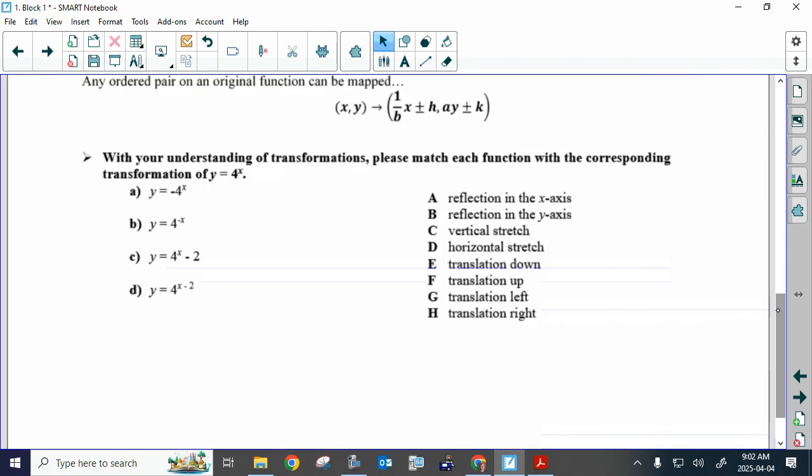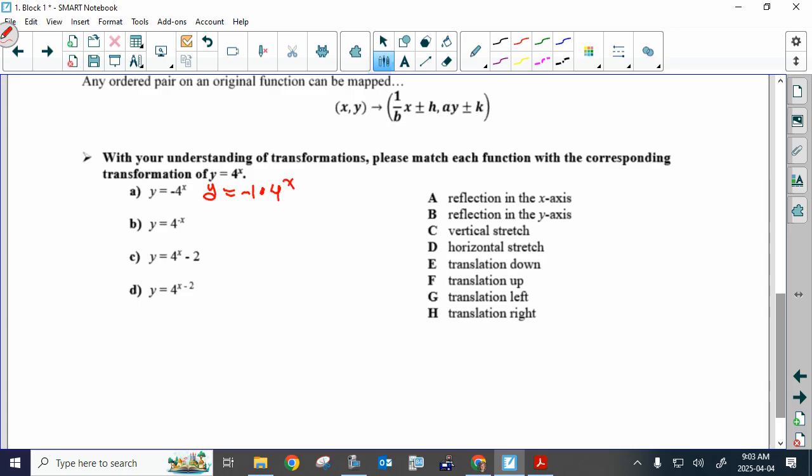If our base function is y equals 4 to the power of x, and it turns into y equals negative 4 to the power of x, what transformation has been applied? Another way of writing this would be negative 1 times 4 to the power of x. Guys, my base was never negative. It was the coefficient that became negative. If a is less than 0, how do we describe that? Reflection across the x-axis. So this is a right here.